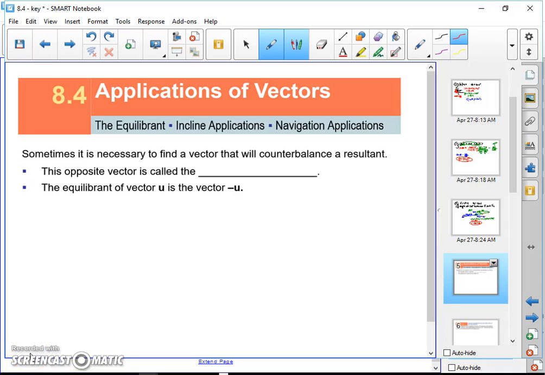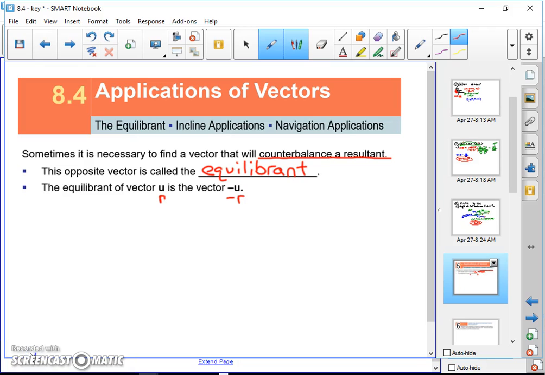8.4, applications of vectors. Sometimes it's necessary to find a vector that will counterbalance a resultant. This opposite vector is called the equilibrant. That should remind you of the word equilibrium. We're trying to find a balance. The equilibrant of vector u is the vector negative u. I might think of it as r for resultant. The equilibrant is going to be negative whatever the resultant is.